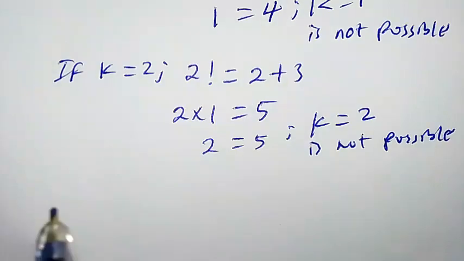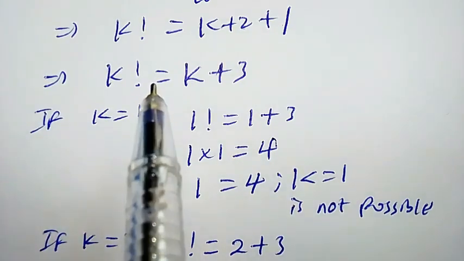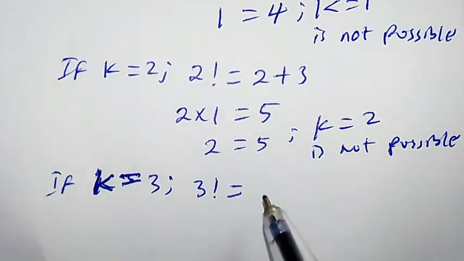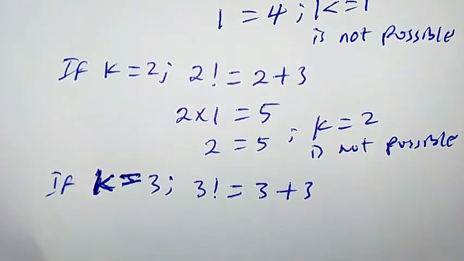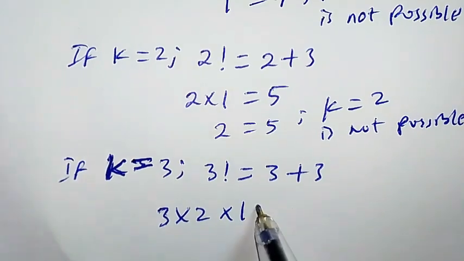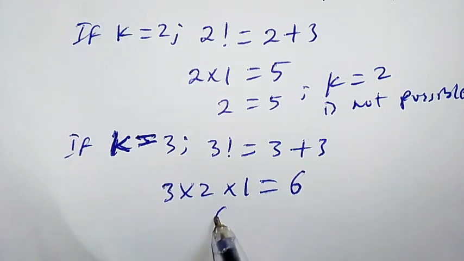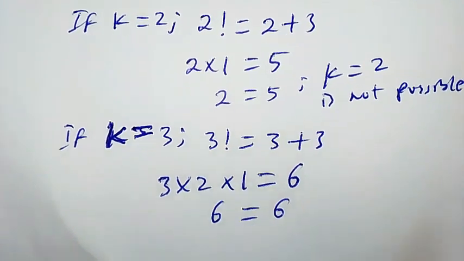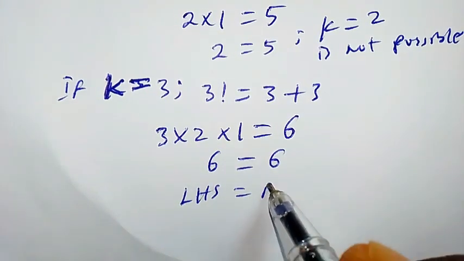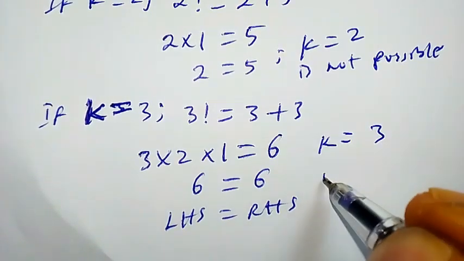Now, let us test for when k is equal to 3. That means this becomes 3 factorial equal to 3 plus 3. 3 factorial is the same thing as writing 3 times 2 times 1 equal to 3 plus 3, that is 6. 3 times 2 times 1, that is 6, equal to 6. This means that the left hand side is equal to the right hand side. That means k equal to 3 is possible.